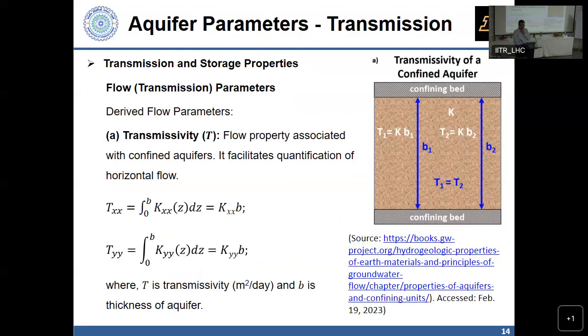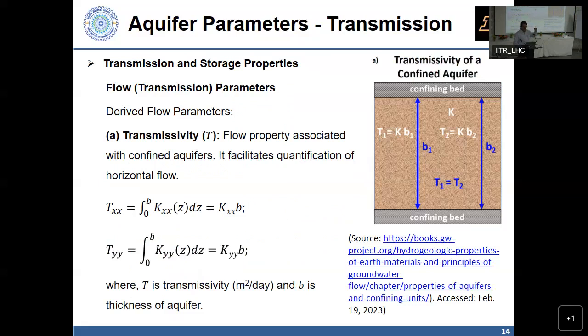So transmission, and so we talk about aquifer parameters. We have been talking about transmission, which talks about movement of water. So we'll talk about storage properties later. Transmission basically talks about flow properties. So now transmissivity is something that we identify as an aquifer property.